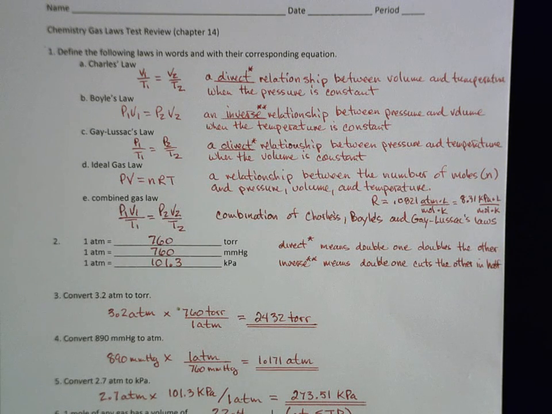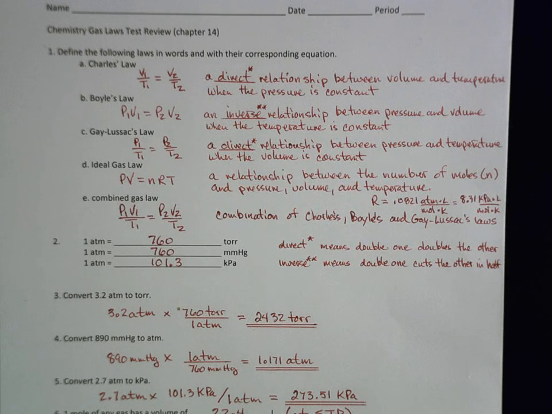All right, let's go over our gas laws test review. First off, we have some of the different laws we covered. Charles' law, V1 over T1 equals V2 over T2. This is a direct relationship between volume and temperature when the pressure is constant. Direct meaning as one goes up, the other goes up, or as one goes down, the other goes down. So, for instance, double V1, T1 would have to double as well. In Kelvin, of course, all the temperatures are in Kelvin for the gas laws.